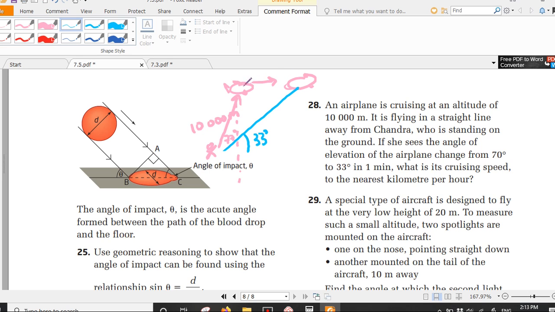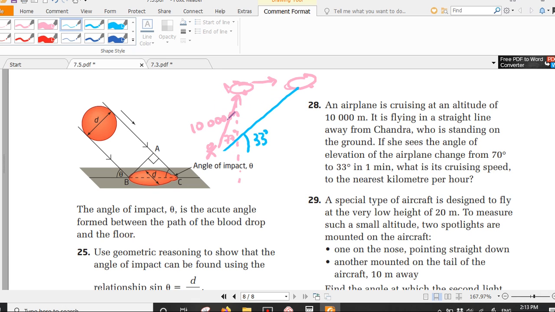Because if we can find out this distance, how far did it travel, then let's say, I'm going to make a number up, 5,000 meters, then we know she traveled 5,000 meters in a minute. And all you have to do is change that meters per minute to kilometers per hour and convert it. Okay? Now, in order to find the distance, however, we would need to find, so let me see here.